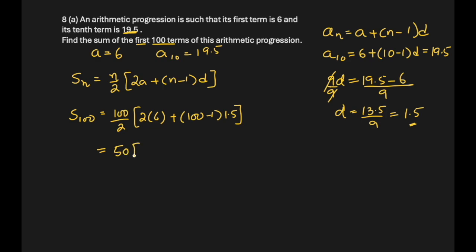So I can use 1.5 as d here now. S100 will be 50 times (12 plus 99 times 1.5), which is 148.5. So it becomes 50 times 160.5. That gives us 8,025. Yeah, the decimal is gone by 0. 8,025 is the sum of the first 100 terms.